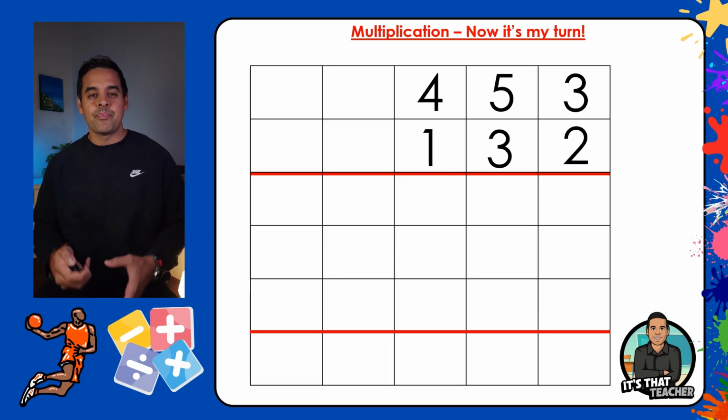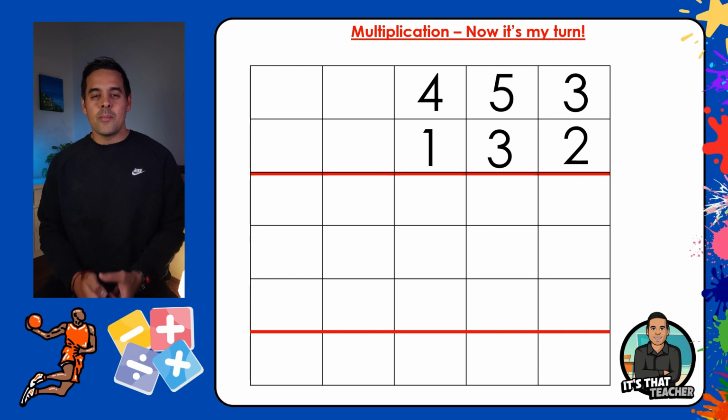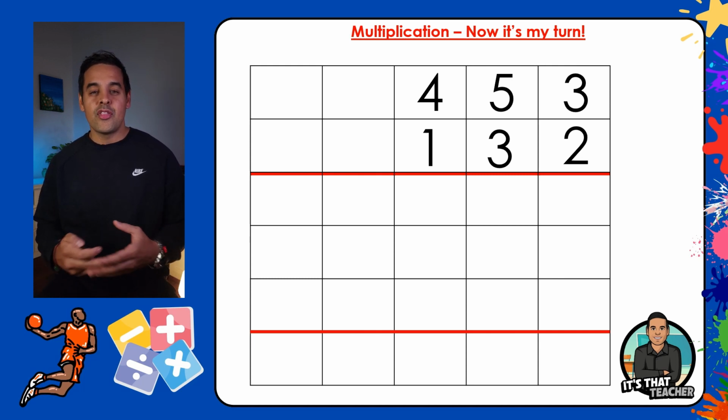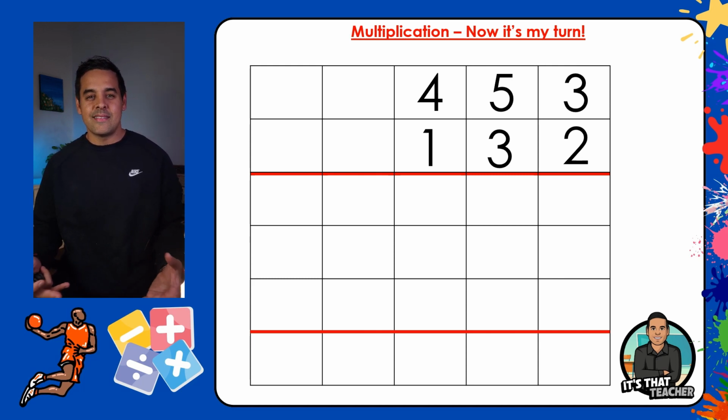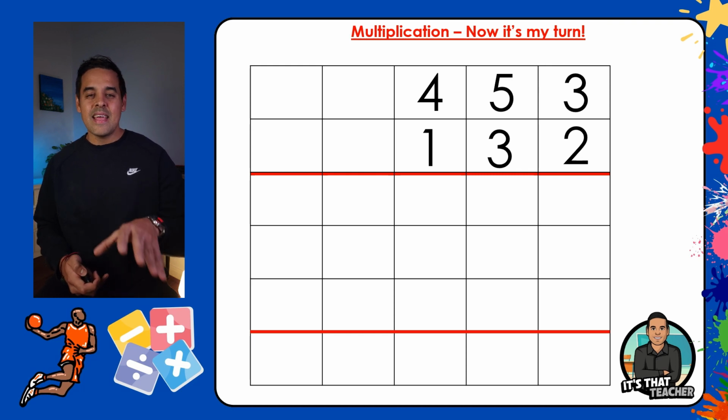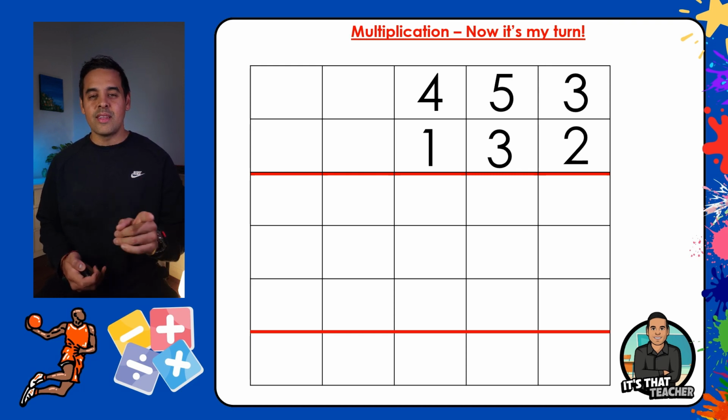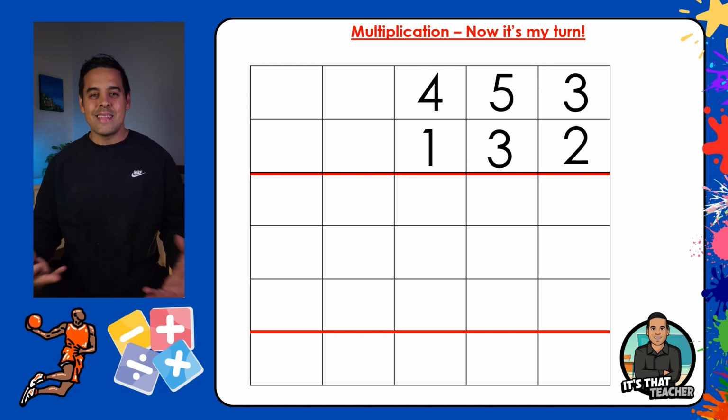So, now, 3-digit multiplication. This is the 3rd level of our multiplication series. Now, this is the same process but with one extra little step. So we're going to go through it step by step now.